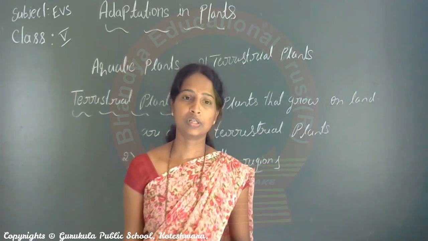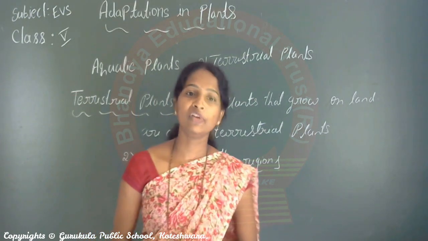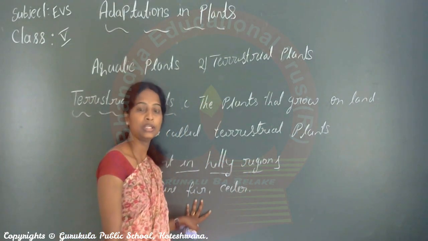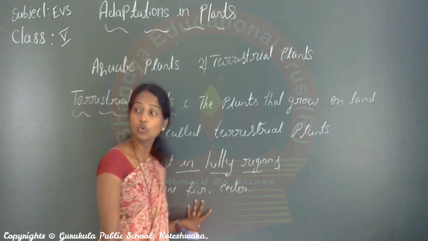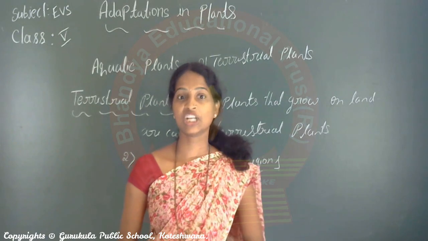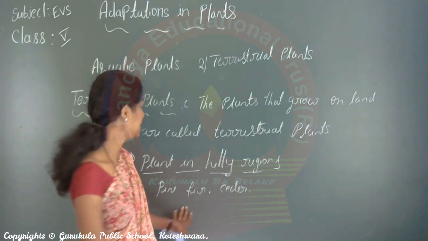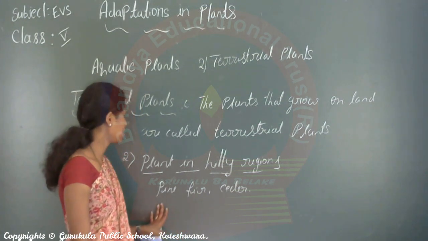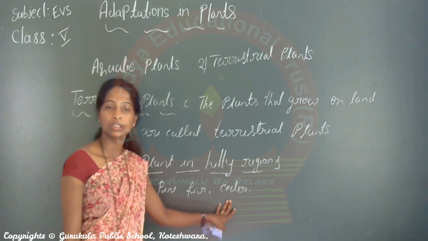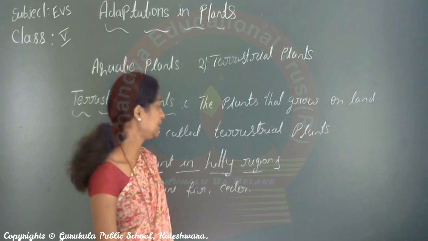In hilly regions, it is too cold and there is heavy snow. For example, Ooty, Kashmir, Darjeeling. These are also hilly areas. In these areas, we can find pine, fir, and cedar. These types of trees.